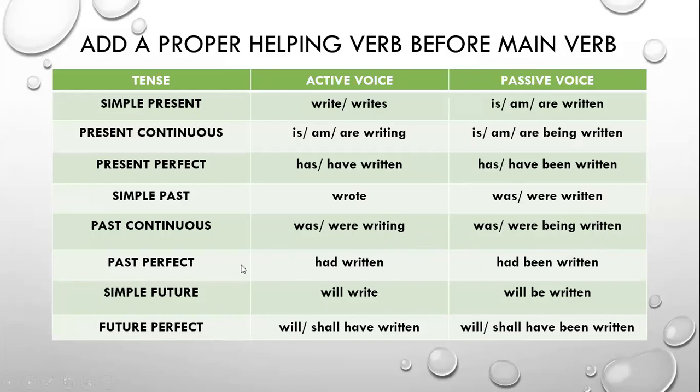If I talk about past perfect, the rule is had plus third form, meaning had written, and in passive voice it becomes had been written. Had been plus third form.